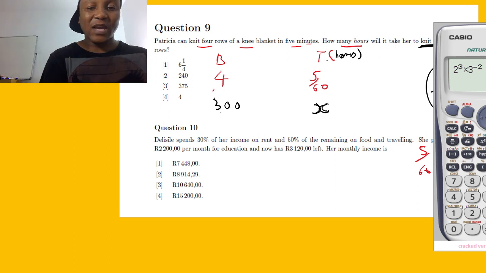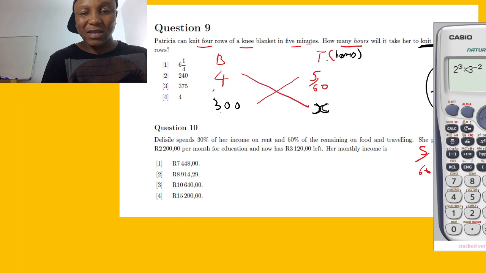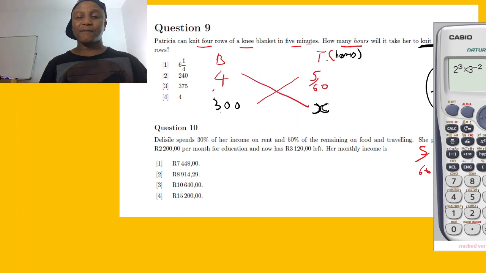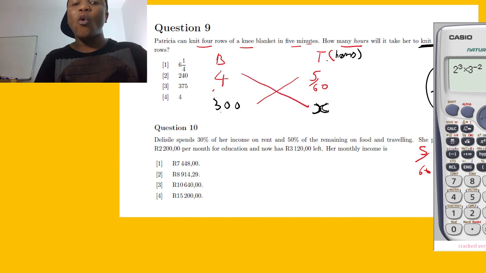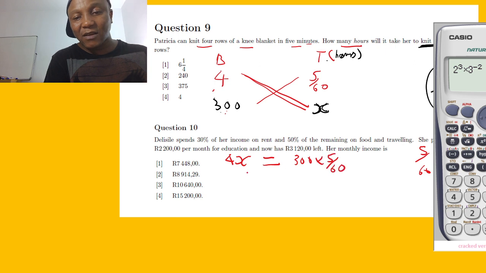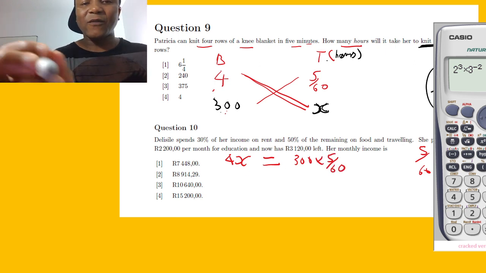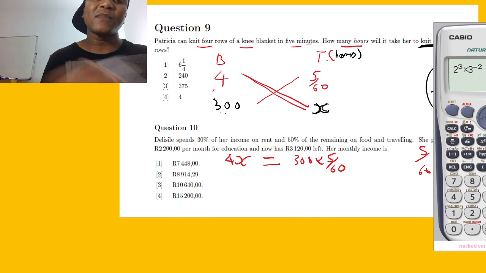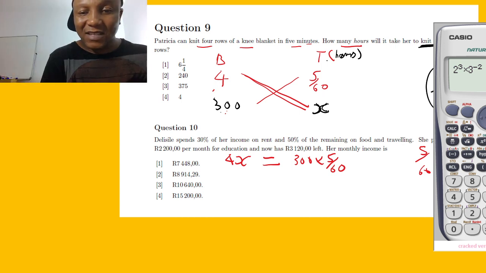So what you do then is cross multiplication, just easy like that. You go according to the cross. 4 times x is 4x, and then you put your equal sign. Then you come to this side: 300 times 5 over 60. If I want to get x, I divide by 4, and here also I divide by 4.